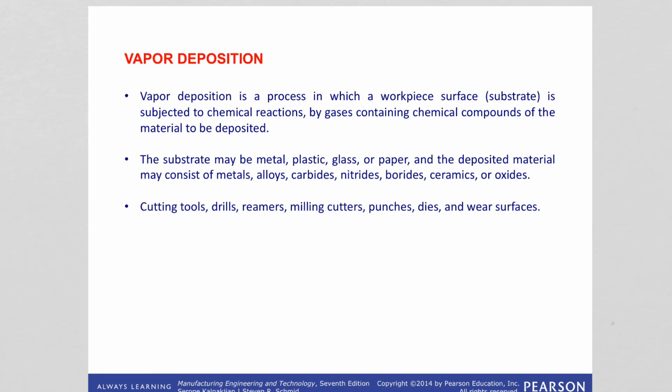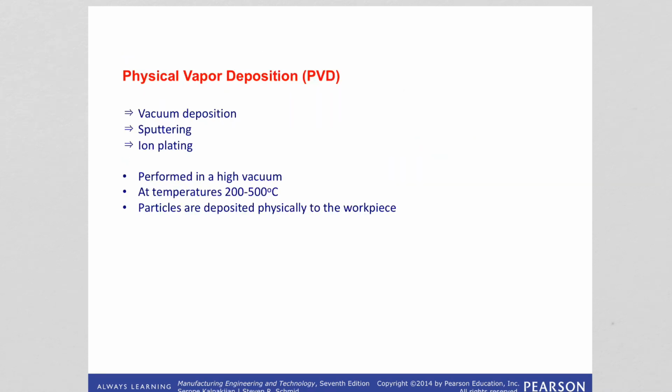There are two major vapor deposition processes. One is physical vapor deposition, PVD, and the other is chemical vapor deposition, CVD. Let's learn about physical vapor deposition first. There are three basic types of physical vapor deposition processes: vacuum deposition, sputtering, and ion plating.